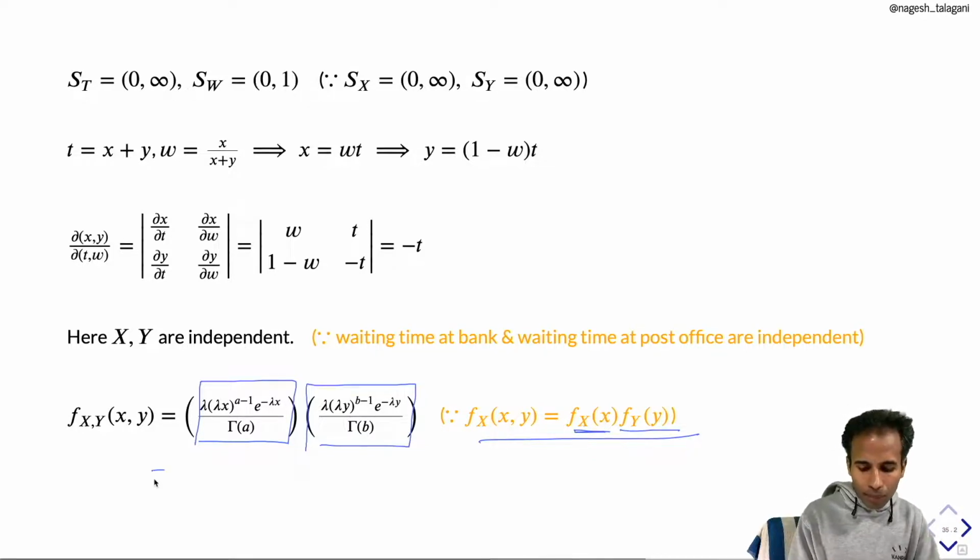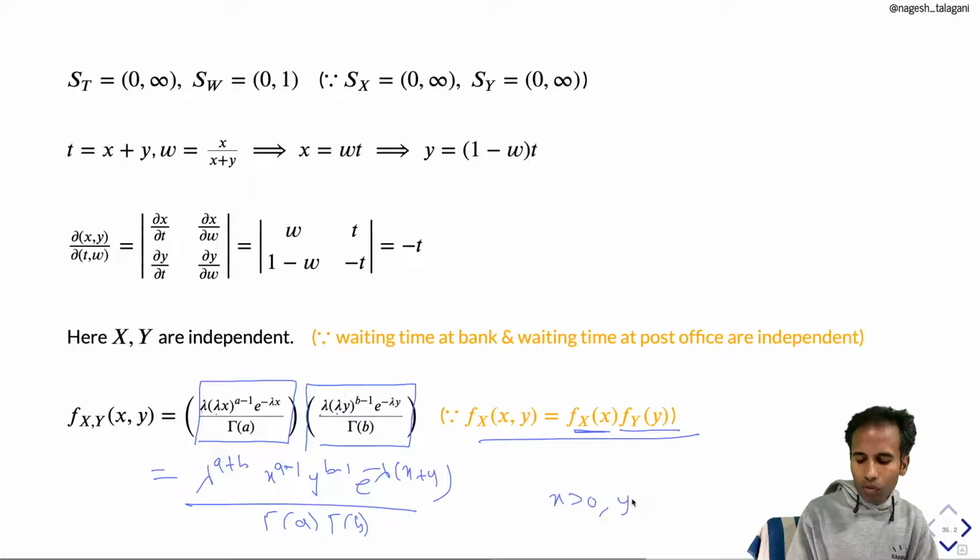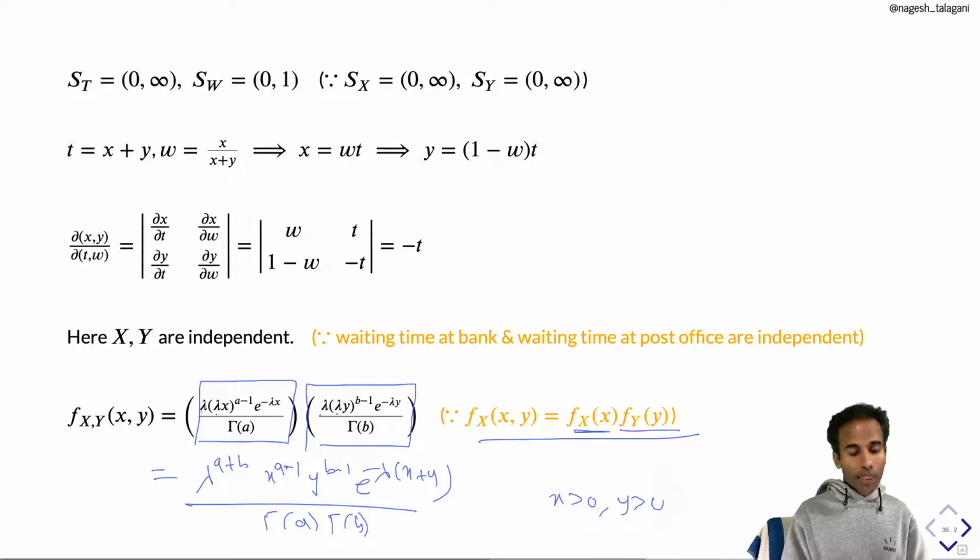Further, this can be simplified to lambda to the power of a plus b, because here we have lambda to the power of a minus 1, here we have lambda to the power of b minus 1. Together they get multiplied to lambda to the power of a plus b, and we have x to the power of a minus 1, y to the power of b minus 1, and e power minus lambda times x plus y, by gamma a times gamma b. Of course, this is for x positive, y positive, 0 otherwise, right?